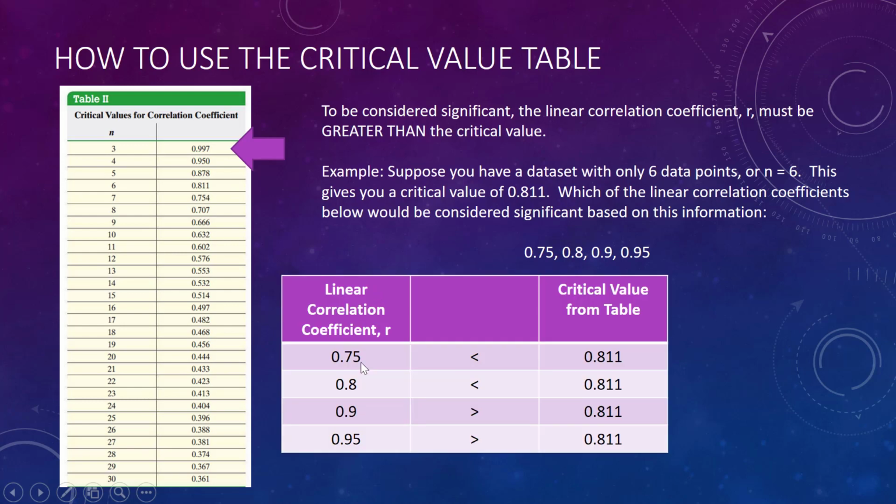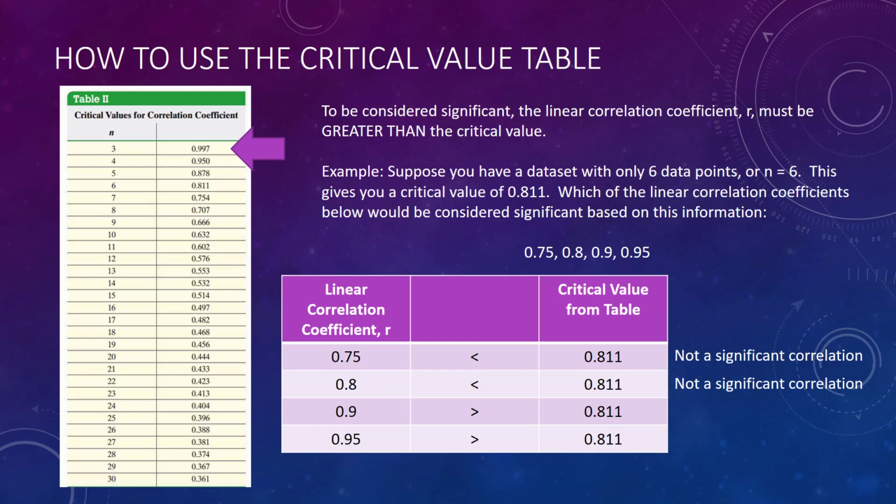Here's a table of values. As you can see, 0.75 is less than the critical value. Again, to be considered significant, the linear correlation coefficient has to be greater than the critical value. Since 0.75 is less than the critical value, this would not be considered a significant correlation or a significant relationship between the two variables being studied. What about 0.8? Well, 0.8 is still smaller than 0.811.